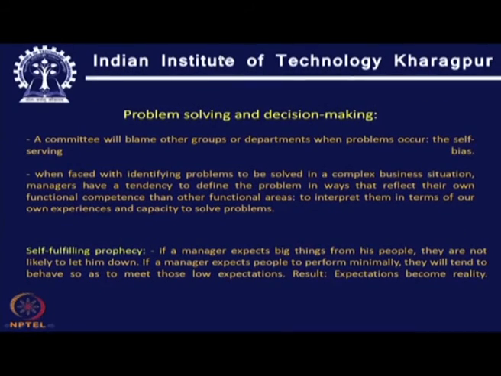In problem solving and decision making, while it comes to taking some decisions, the committee will blame other groups about some problems occurring, which is called the self-serving bias. Managers generally have a tendency to reflect problems which show their own competence. They will try to identify problems in which they can show their own competence and not choose other functional areas, because those are not their areas of expertise.